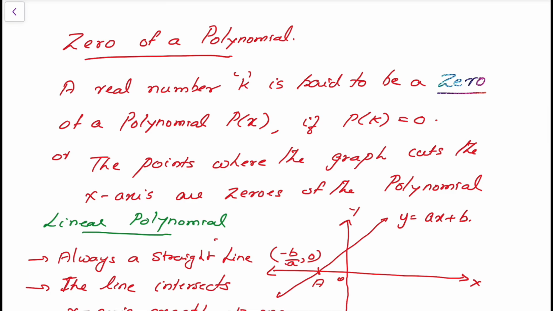Now coming to zero of a polynomial. A real number k is said to be a zero of a polynomial p(x) if p(k) equals 0. That is, if you substitute that value in the equation, you should get the answer as 0. Then that value is said to be the zero of the polynomial. This also you have learned in Standard 9. In case you don't remember, you can go through my video, go to the playlist for Standard 9, go to the chapter polynomials. I have explained it in detail with examples there.